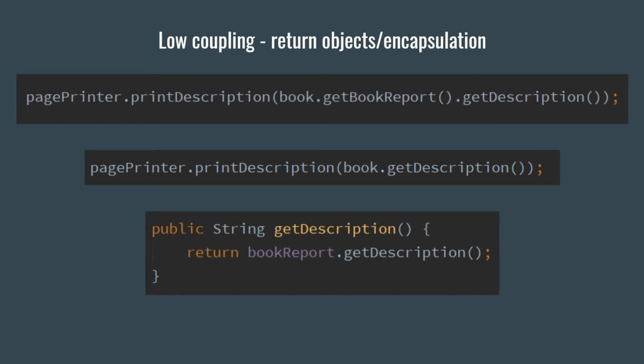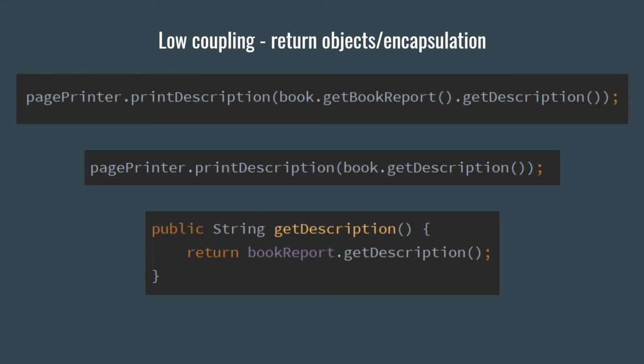You can also promote low coupling using encapsulation. Instead of having your system open and passing objects all over the place, you can encapsulate your state and behavior and return only relevant information. For instance, let's say your book has a report class that contains a short description. You want to print your book's short description.